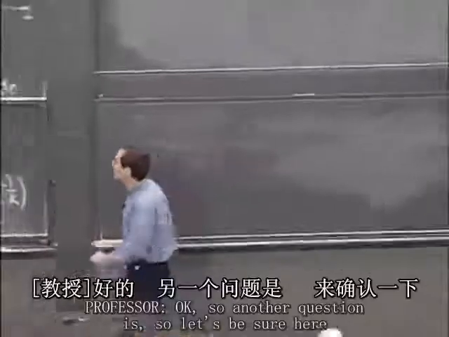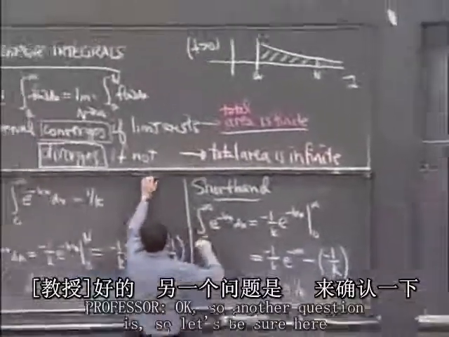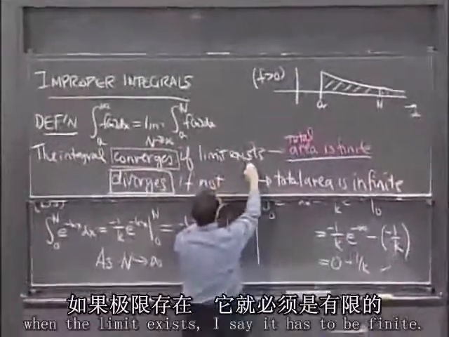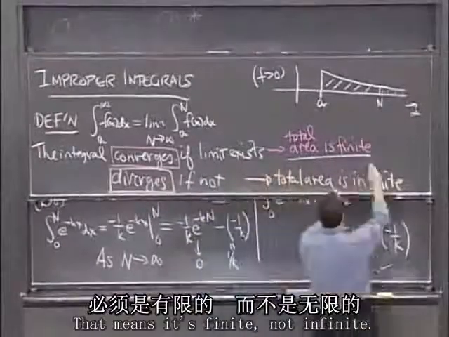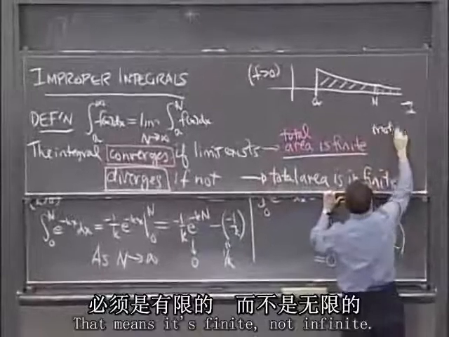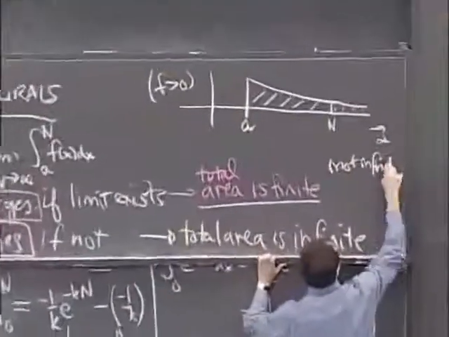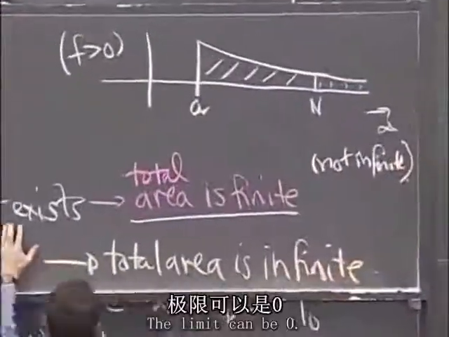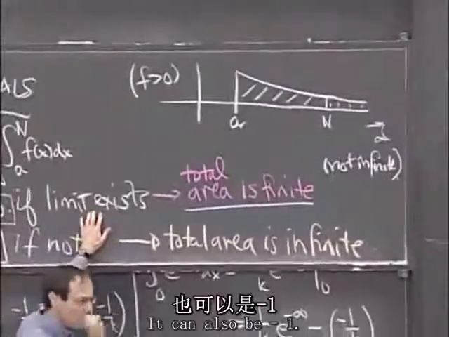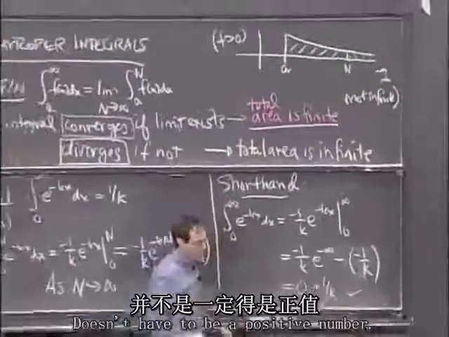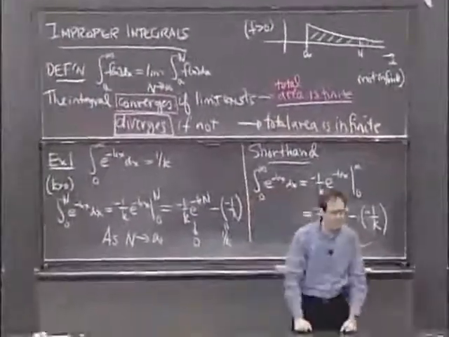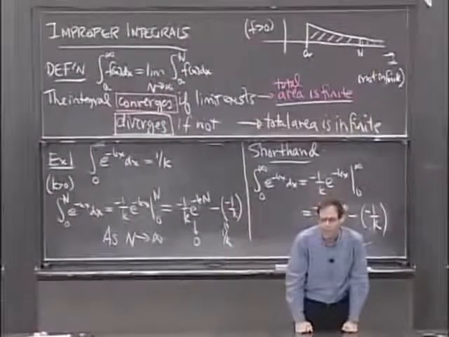Okay, so another question is, so let's be sure here, when the limit exists, I say it has to be finite. That means it's finite, not infinite. Okay? The limit can be 0. It can also be -1. It can be anything. It doesn't have to be a positive number. Other questions?